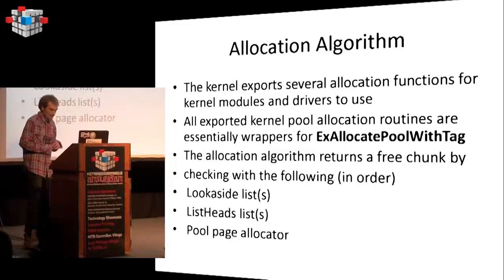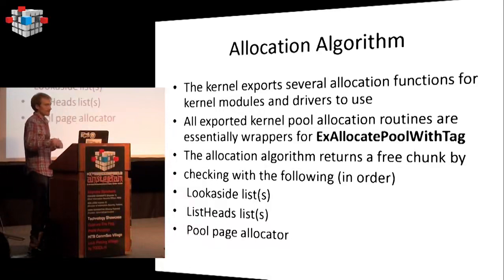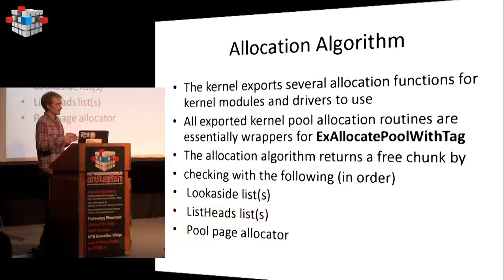So basically, there are a lot of functions to allocate memory in kernel land, but in the end they all invoke ExAllocatePoolWithTag. So it's kind of the one and only interface for allocating memory. And the basic algorithm returns a new chunk. Firstly, it looks at the lookaside list, then the list heads, and then the pool page allocator. By the way, in some manipulation techniques, there is a technique to store a lot of chunks in lookaside lists, and the allocation algorithm works in this way: if lookaside lists are full, it returns a free chunk from list heads. So this is just the order of allocation.